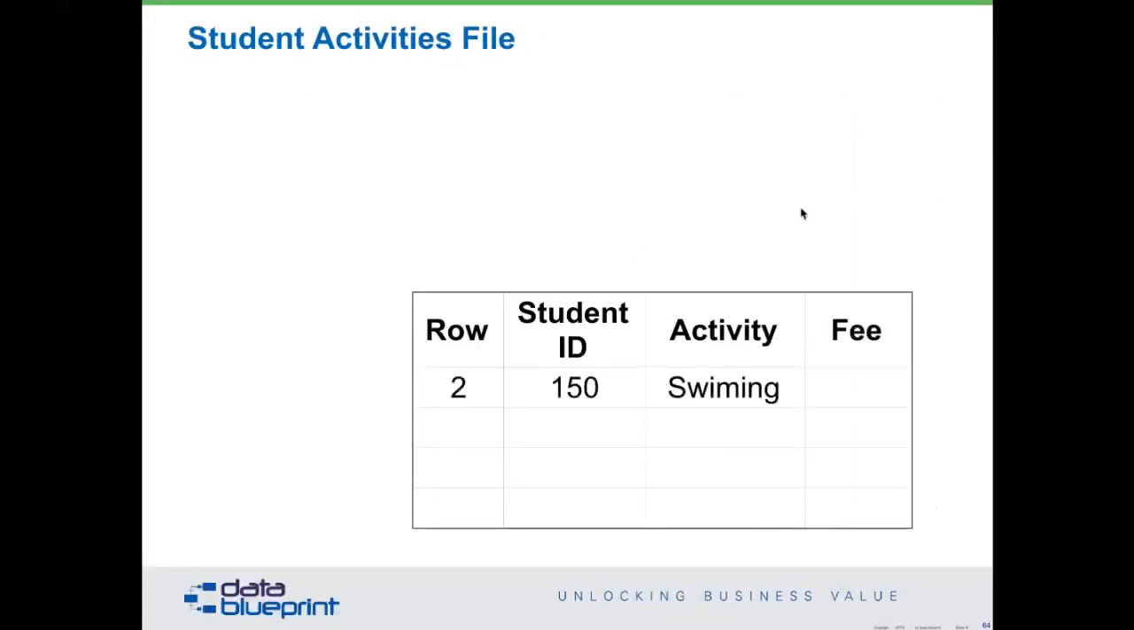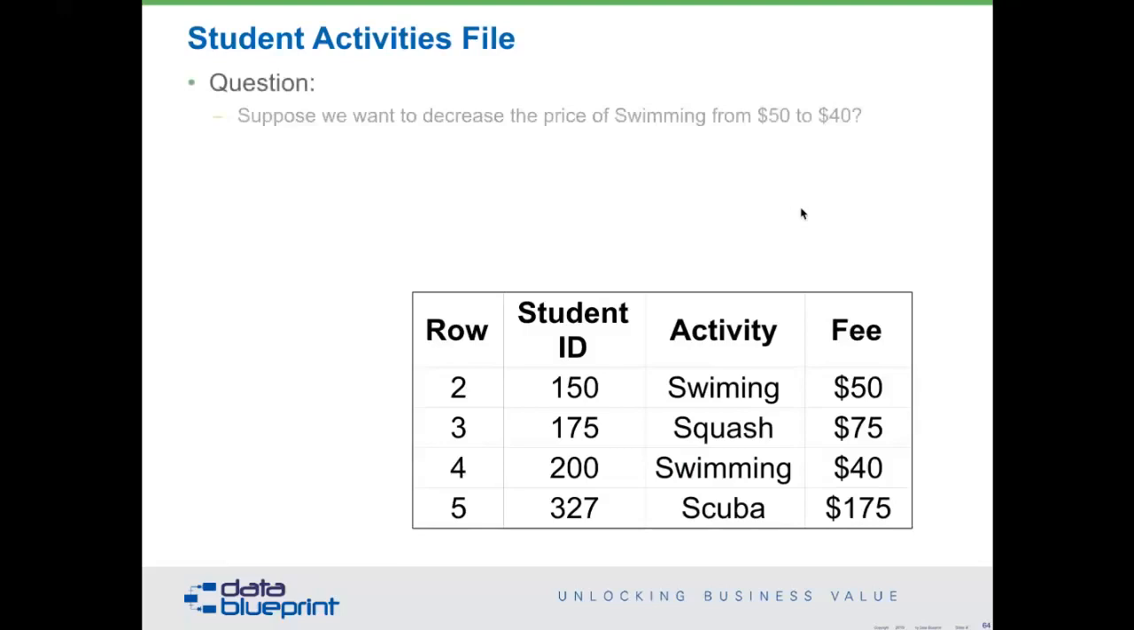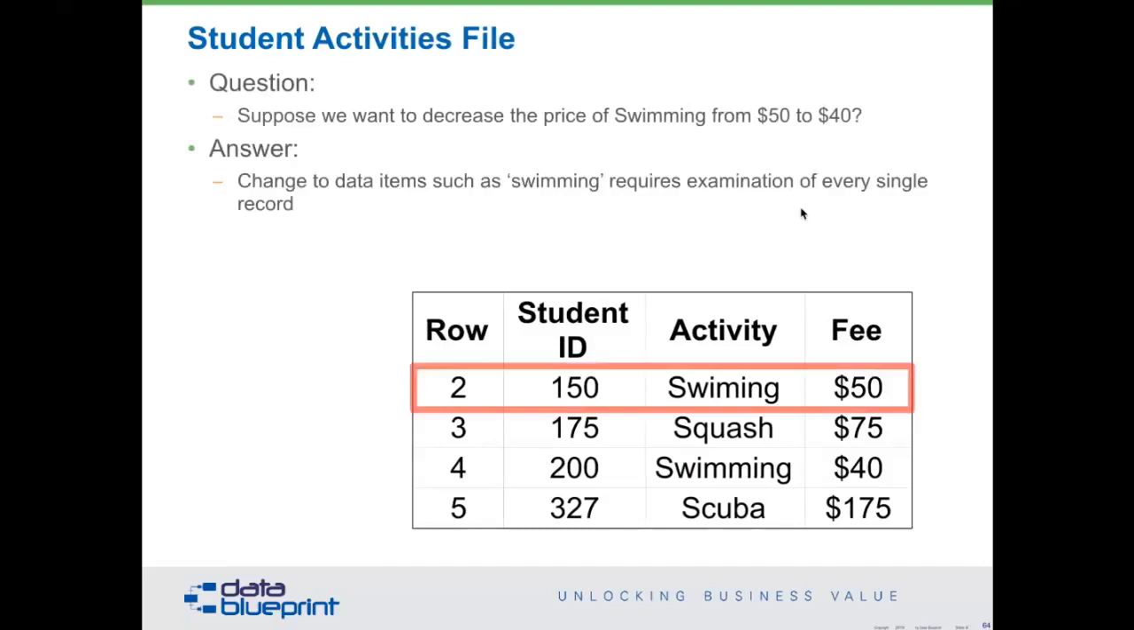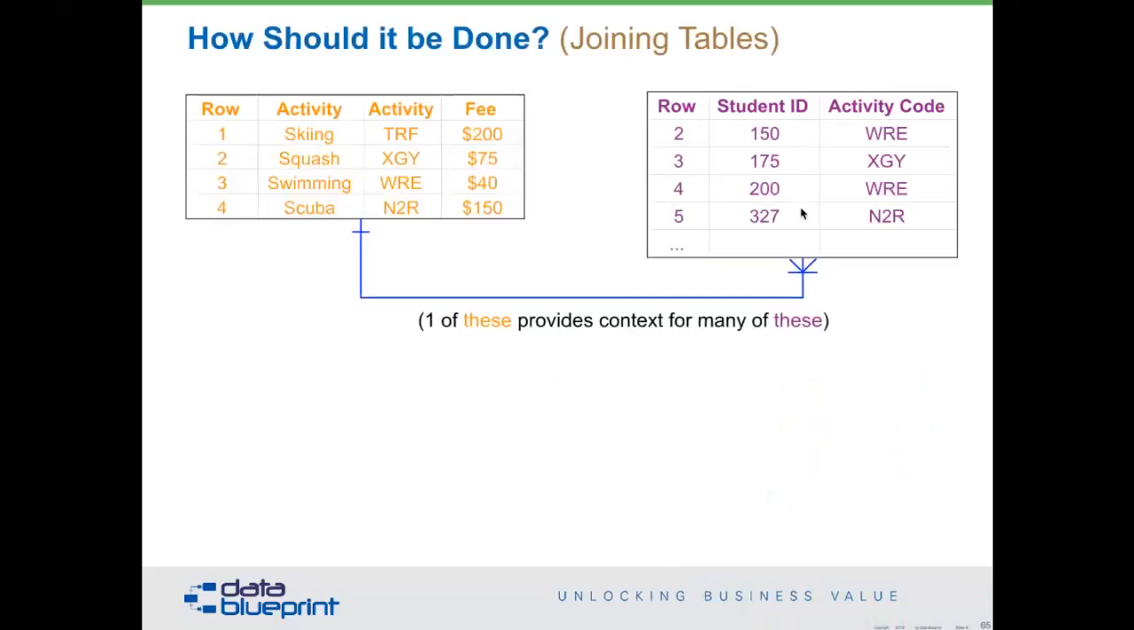So you might build something, for example, with a student activities file that might have some different activities the students are doing. And you look at this and say, hey, this is not a problem here, right? I can build a little student activities file here. So student 150 has taken swimming for $50, and student 175 has taken squash and it costs $75. But suppose I want to decrease the price of swimming from $50 to $40. You can see that this data structure is going to be problematic, because while I might catch some of these, I won't necessarily catch the ones that were misspelled because of bad use of metadata. So a better way of doing this would be to join the tables.